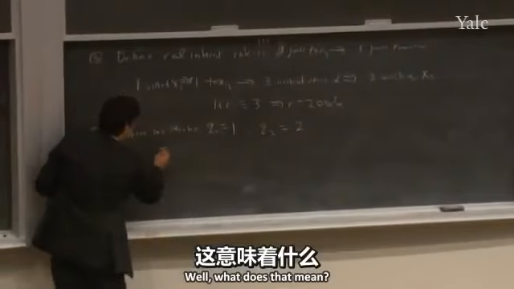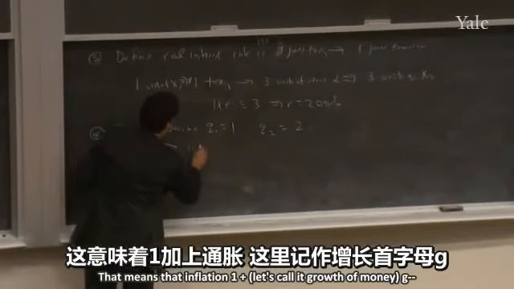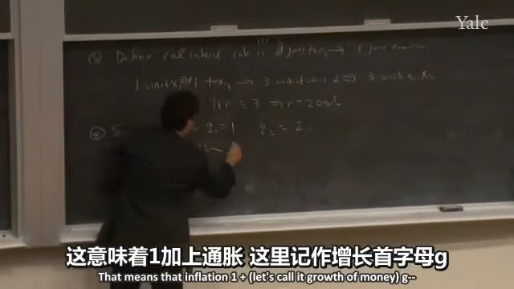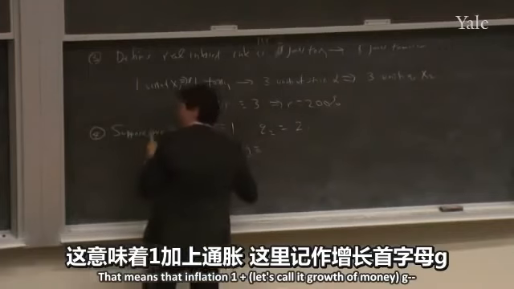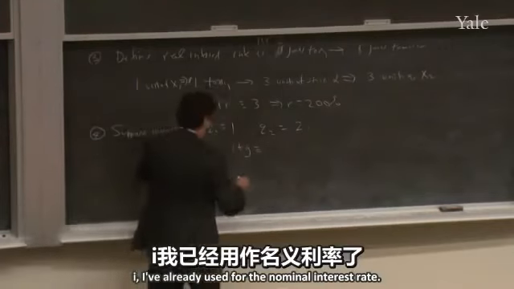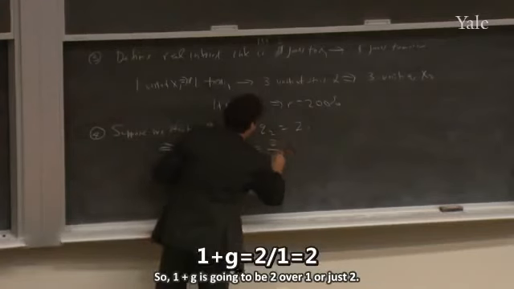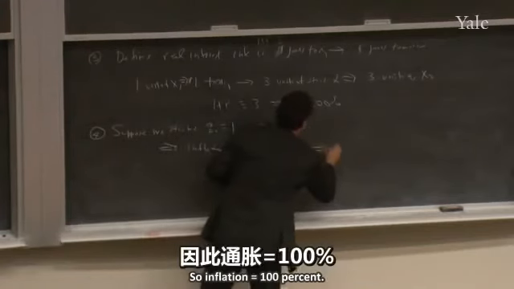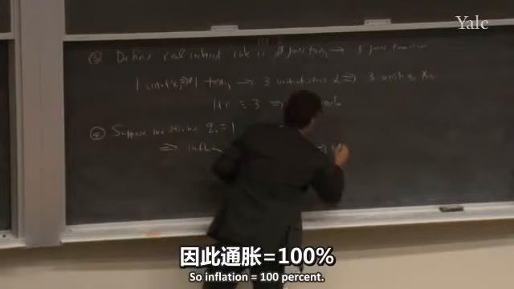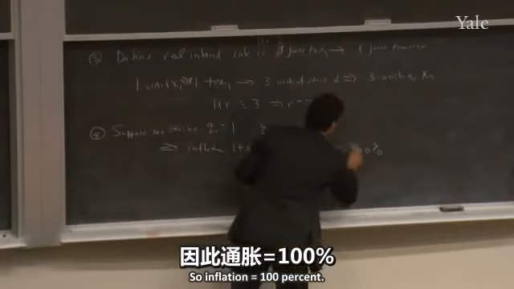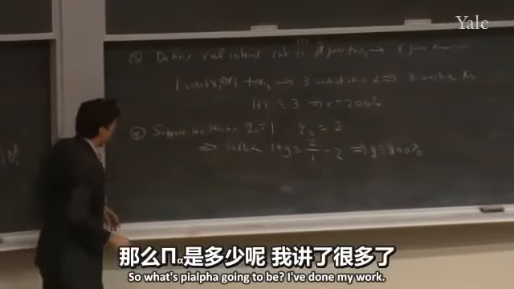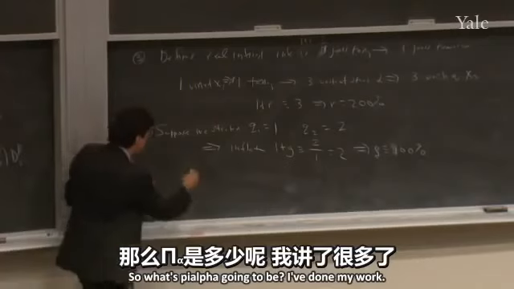Well, what does that mean? That means inflation, with growth of money called G since I've already used I for the nominal interest rate: 1 plus G is going to be 2 over 1, which is 2. So inflation equals 200%, minus 100%, equals 100%. Okay, so what's pi alpha going to be?